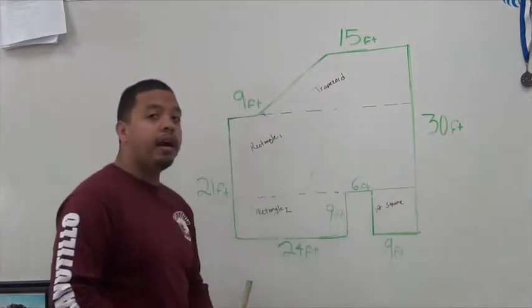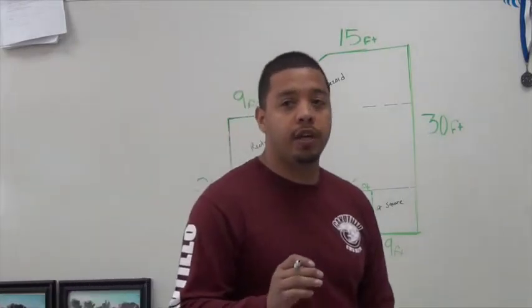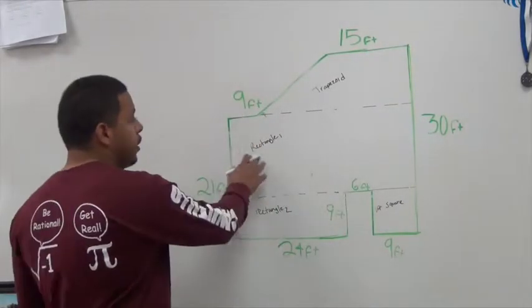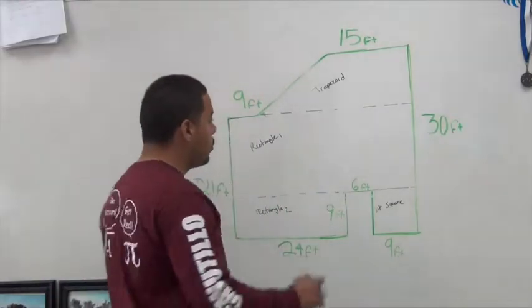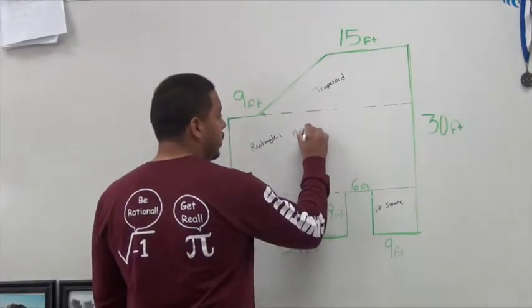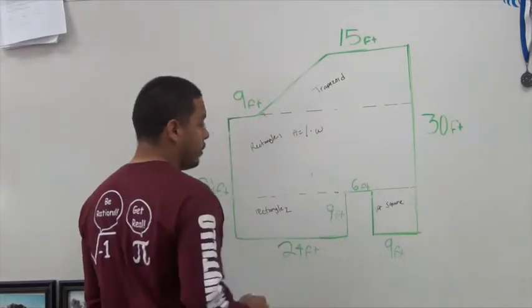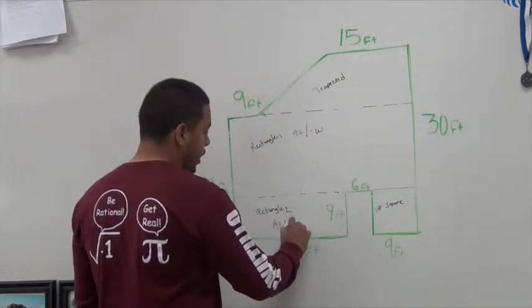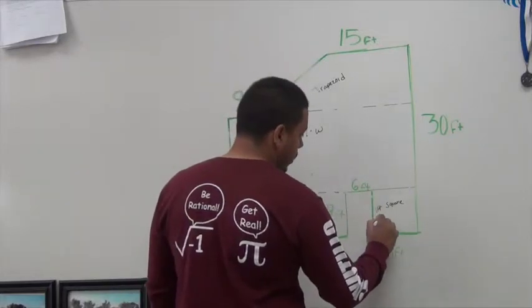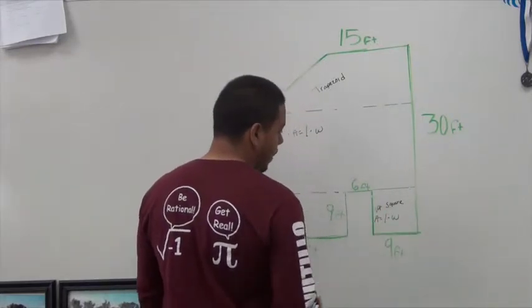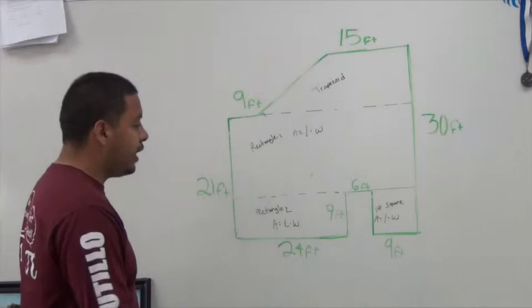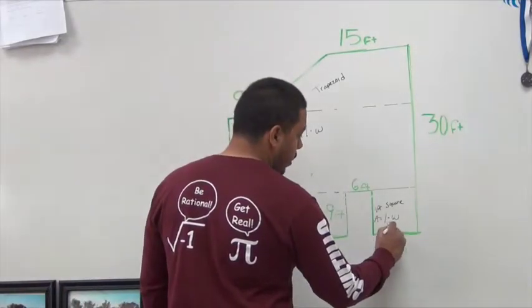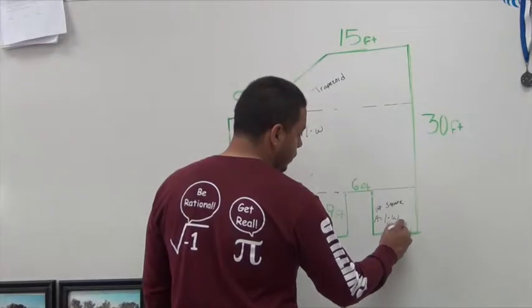Now remember, I'm calculating the area of this particular figure. This one's really easy because area equals length times width. In this case, really easy. Length times width is 9 times 9. I have 81 feet squared.